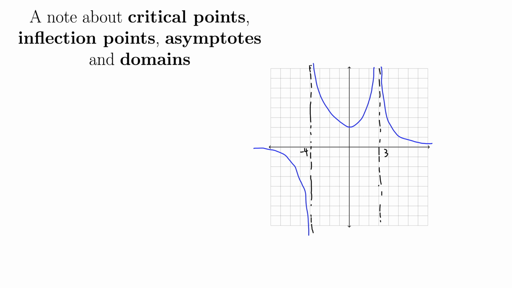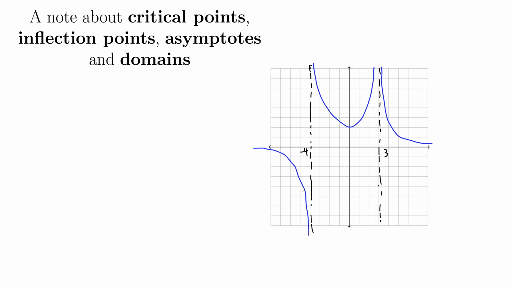I want to talk a little bit about the relationship between critical points and inflection points and asymptotes and domains. Technically, a critical point and an inflection point, to be considered those things, need to be within the domain of a function. But when we go to consider, for instance, the first derivative level of doing things, when we go to consider where the function changes from increasing to decreasing, we need to consider the critical points that are in the domain as well as the asymptotes that are not in the domain.